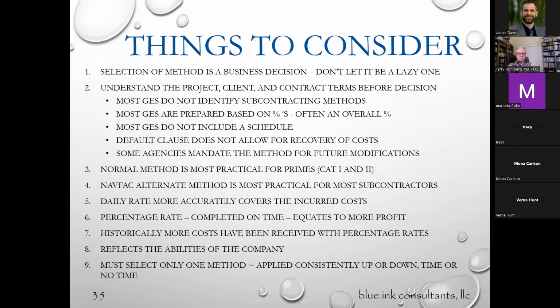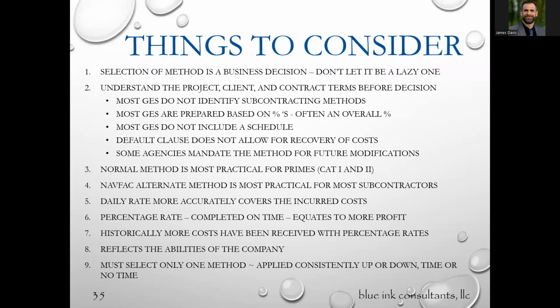So understand the project, the client, the contract terms before you make any decisions. Most, we call them IGEs, independent government estimates. Government estimates, GES. Mostly it's IGEs, independent government estimates. Government estimates nonetheless. Your client's estimate. When the government puts together proposals, they do not recognize subcontracting methods. That's one of the things when the government says, I've got my own estimate, I'm comparing it to what you've told me it is, because now I'm in a sole source situation, especially on a change order.